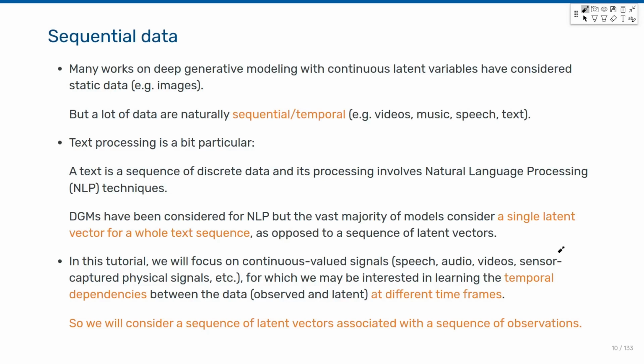In this tutorial, we'll focus on continuous valued signals, for instance, speech, audio, videos, or sensor-captured physical signals, for which we may be interested in learning the temporal dependencies between the data, both observed and latent, at different time frames. This means that we will consider a sequence of latent vectors associated with a sequence of observations.